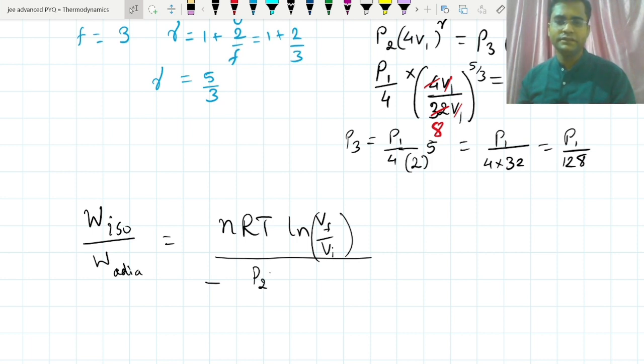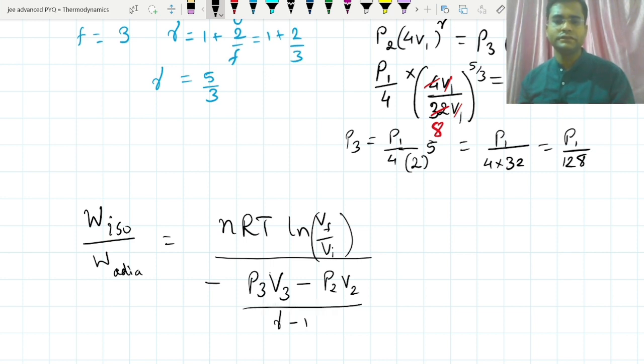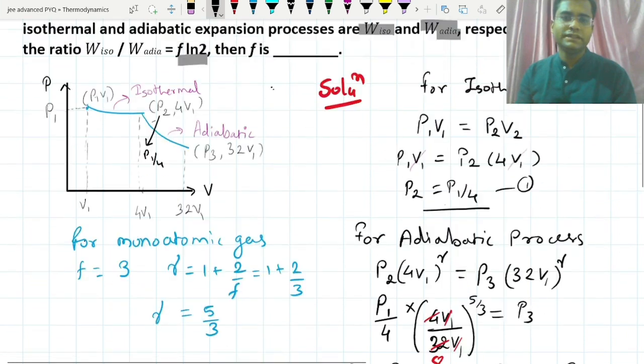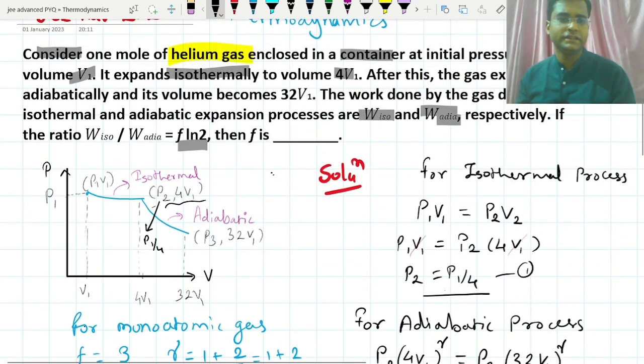So P final, V final. So here final volume and pressure and volume is P3 V3. So we will use P3 V3 minus P initial V initial, which is P2 V2. So P2 V2 upon gamma minus 1, and there is a minus sign. P final V final minus P initial V initial upon gamma minus 1 with a minus sign. Okay, so what we will have, and nRT you can write PV. So in first case pressure was P1 V1, so you can write P1 V1 in place of nRT log of V final. So look at this first graph, these are the initial and final values.